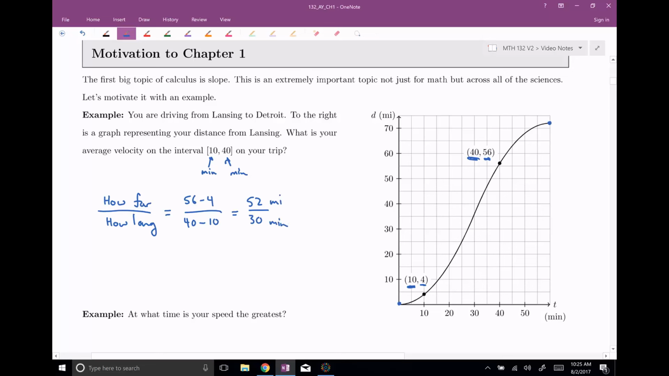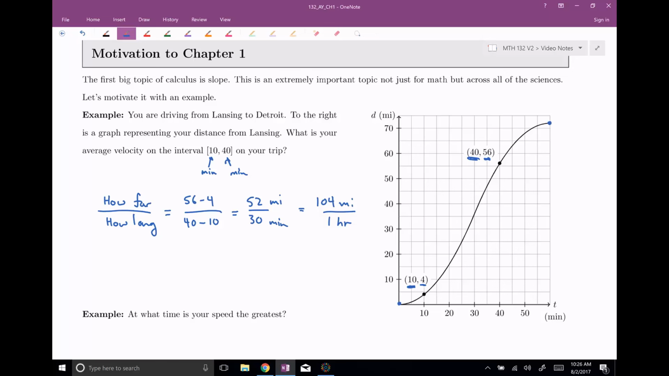So on this interval from 10 to 40, our average velocity was 52 miles for every 30 minutes. Or another way we'd probably say this, if I multiply by 2 on top and bottom, this would be 104 miles per 60 minutes, and 60 minutes is 1 hour. So 104 miles per hour. Now that is really fast. I'm certainly not advocating going on average 104 miles per hour. But this is the average velocity of at least this graph. So hopefully yours is a bit slower when you're traveling from Lansing to Detroit.